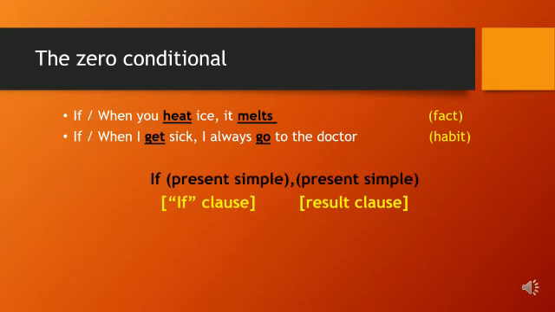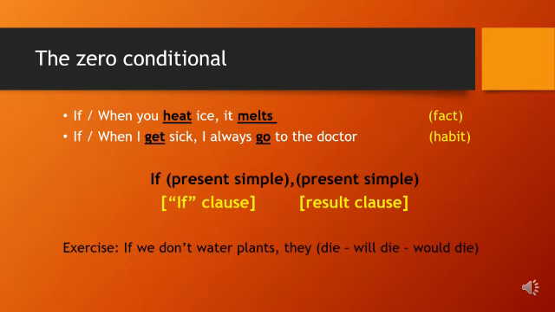Now let's deduce the form or the rule. If present simple, present simple. So the if clause is using the present simple and the result clause is using the present simple. It is one of the easiest conditionals to remember because both clauses are using the present simple. Now let's exercise to see if you understood the rule. Choose: if we don't water plants, they die, will die, would die. Yes, it's die because it's definite. They die.